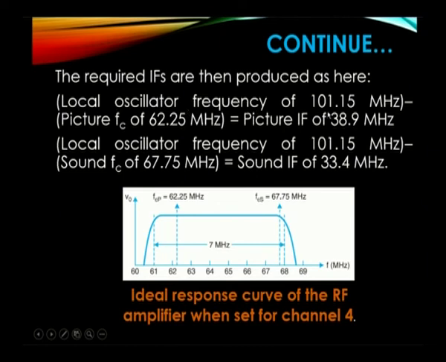So, how we need to calculate means the local oscillator frequency should be 101.15 MHz, minus the picture carrier frequency, which will give a standard 38.9 megahertz picture intermediate frequency. Similarly, for the sound, 101.15 megahertz minus 67.75 MHz, the carrier frequency of sound, is equal to the sound intermediate frequency, that is 33.4 megahertz, which is a standard for 625B. This is how we can tune for a particular frequency by changing the frequency of an oscillator.